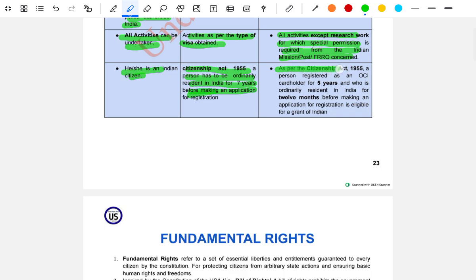As per the Citizenship Act 1955, a person registered as an OCI cardholder for 5 years, and who is ordinarily resident in India for 12 months before making the application for registration, is eligible for a grant of Indian citizenship.